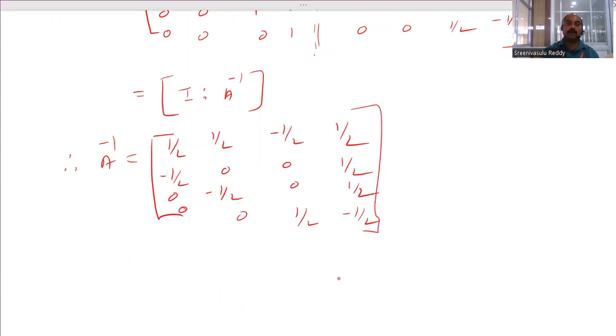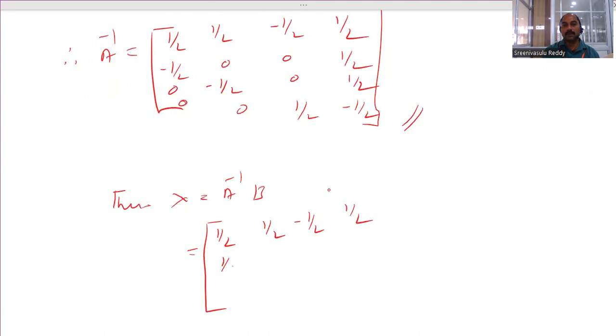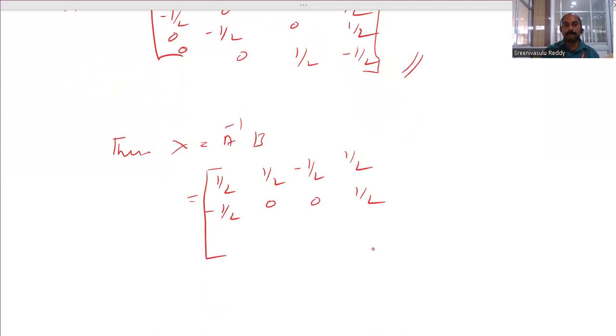This is A inverse. So now we want to find X. Thus, X equals A inverse into B. Already we know the A inverse value. Already we know the B value. Multiply and equate these two matrices. We get the A inverse into B value. What is the B value?